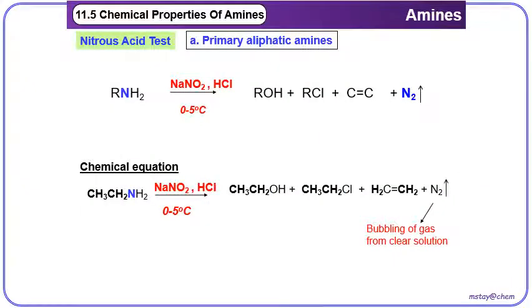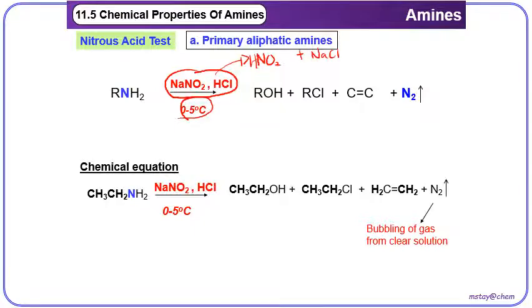Basically, the reagent for the nitrous acid test is sodium nitrite with HCl, which we are going to prepare in situ so that we can produce HNO2 and NaCl. The condition needed for the nitrous acid test is always 0 to 5 degrees Celsius.